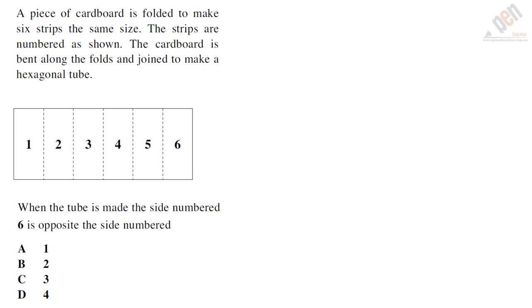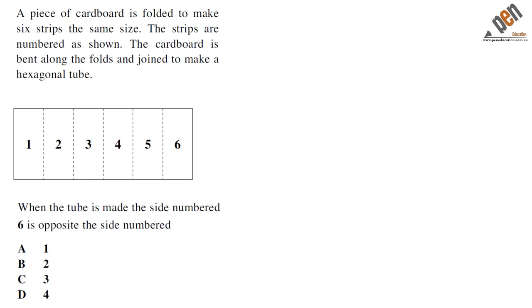A piece of cardboard is folded to make 6 strips the same size. The strips are numbered as shown. The cardboard is bent along the folds and joined to make a hexagonal tube. When the tube is made, the side numbered 6 is opposite the side numbered what?